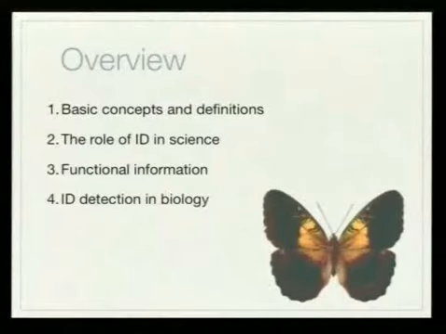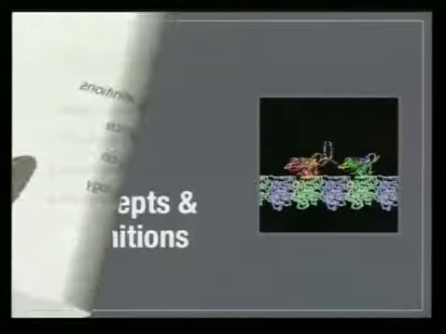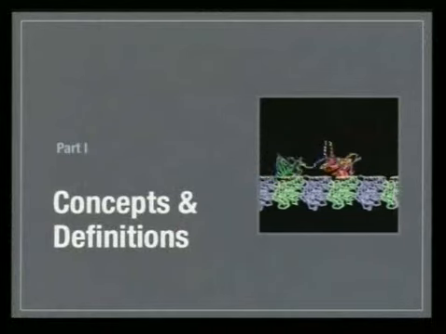Just by way of overview, I want to begin with defining some basic concepts and going through some definitions. Then I want to move into the next section of my presentation, which will be the role of intelligent design in science, and then move from that into the concept of functional information, and then apply that to biology in an effort to develop a method to detect intelligent design. So let's begin with the first major section, concepts and definitions.